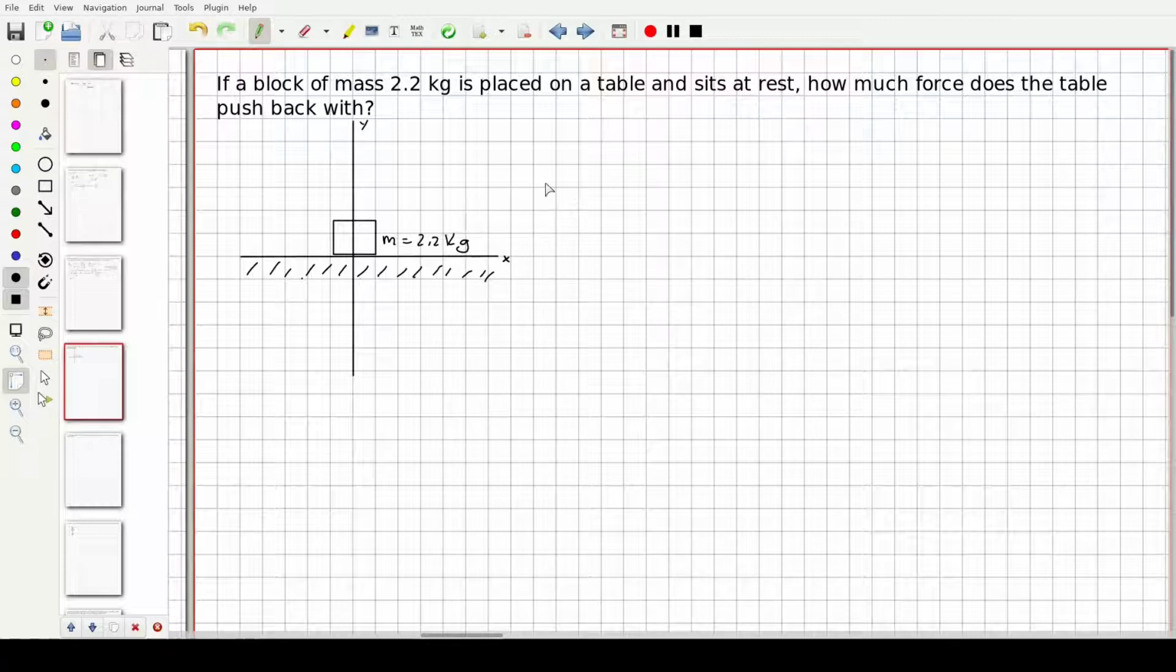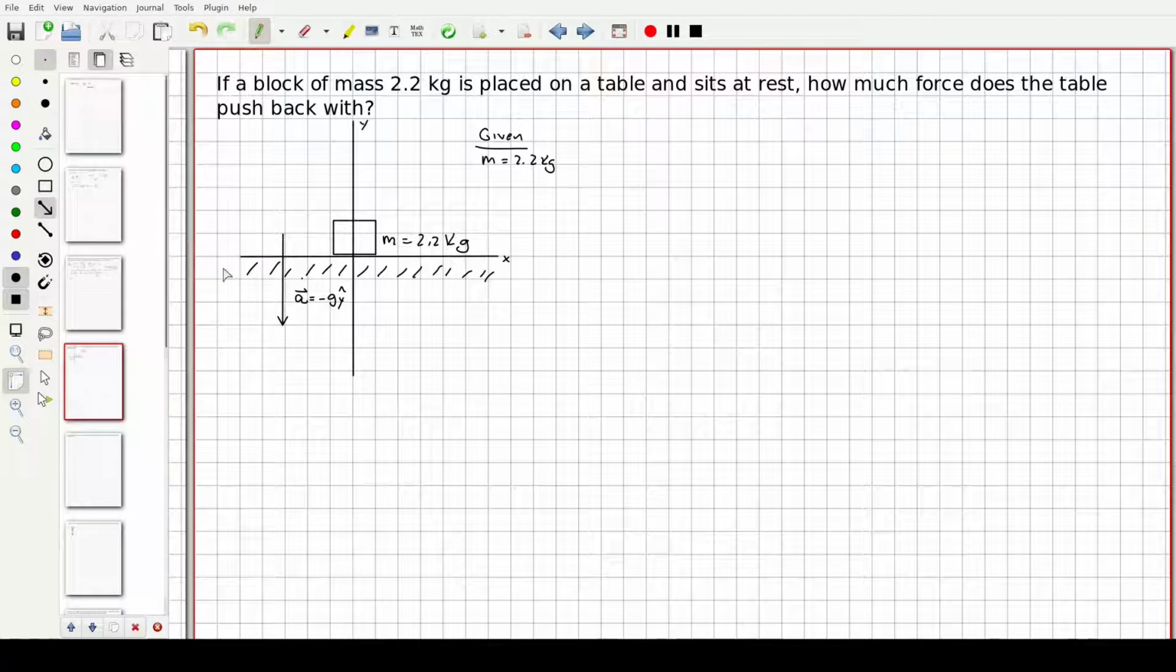Now let's write down what we're given. The block has a mass of 2.2 kilograms. However, we also know that gravity is working on this block, trying to pull it down. So this would be the acceleration due to gravity down like this. Right? So as gravity pushes this block into the table, according to Newton's third law, the table is going to push back on the block.